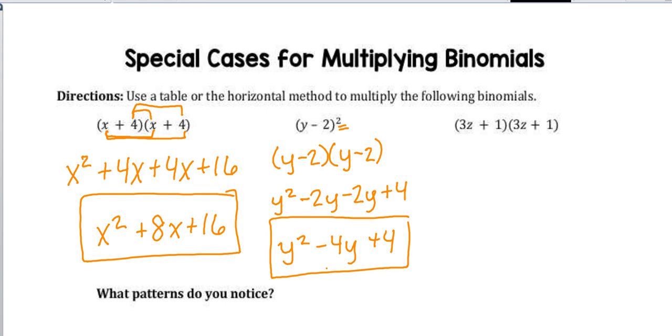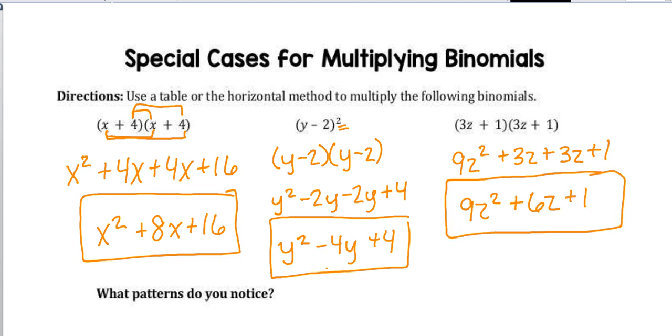Okay, and the last one, first, outside, inside, last, or a table, I have 9z squared plus 3z plus 3z plus 1. So I have 9z squared plus 6z plus 1.